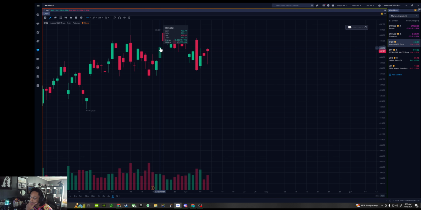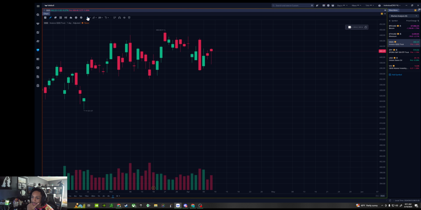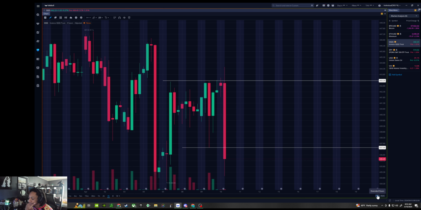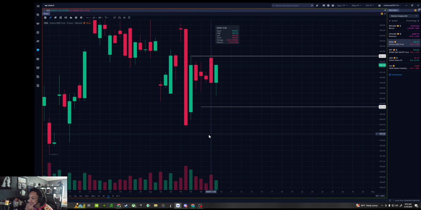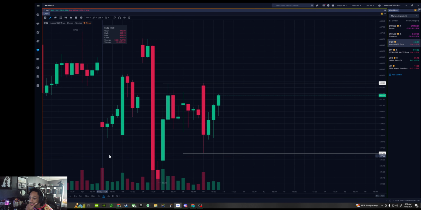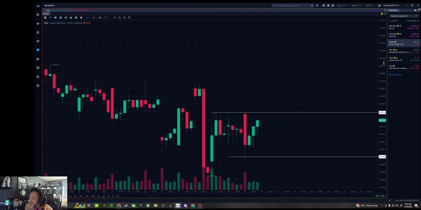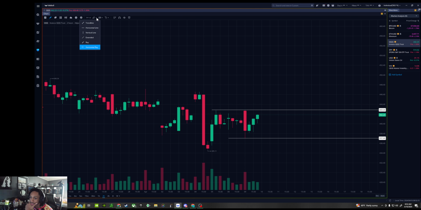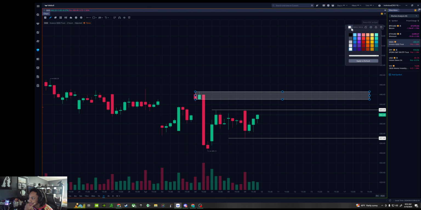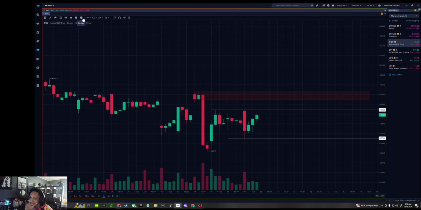So yeah, other than that, I always mark the daily high, the previous day high, and the previous day low. Just like that. And then I mark any supply and demand formations that I see. So this is a base and a drop right here. So this is a supply zone that I'm gonna mark. That's red. And that's a 2-hour supply.